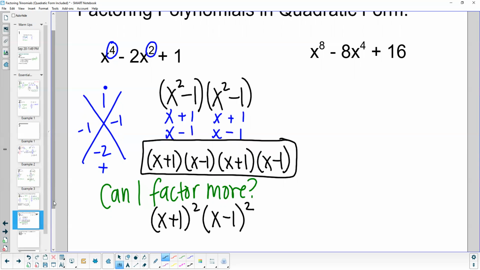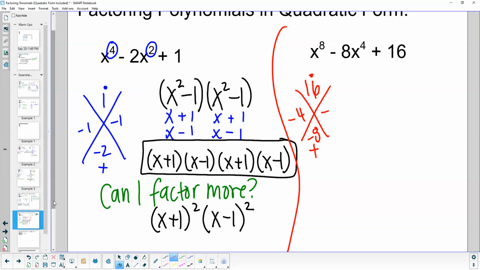Okay, hopefully you've had the chance to finish factoring this one on your own there. So let's go ahead and do this. Two numbers that multiply to 16 that add to negative 8, that's going to be negative 4 and negative 4. So I'm getting an (x - 4) and an (x - 4) with x to the half of that power. So now I want to know, can I factor this anymore?